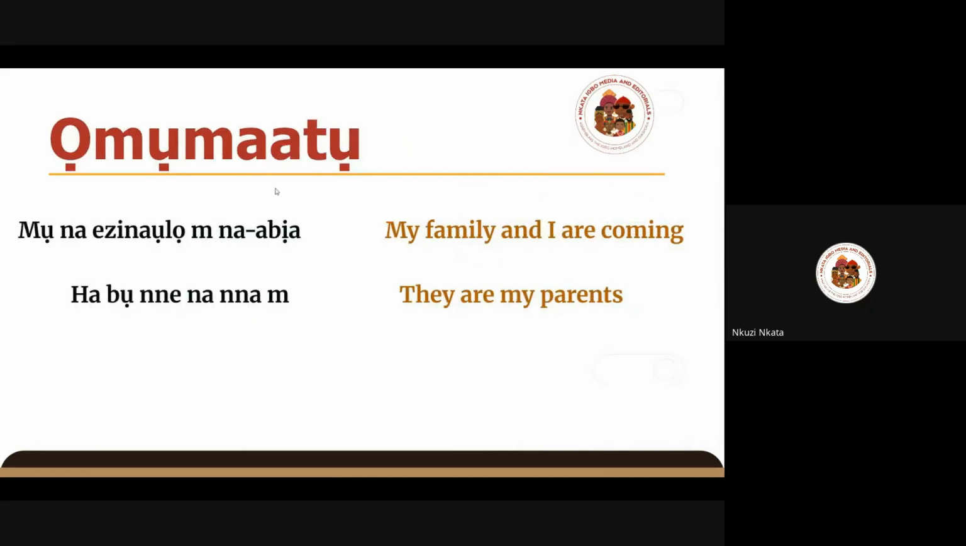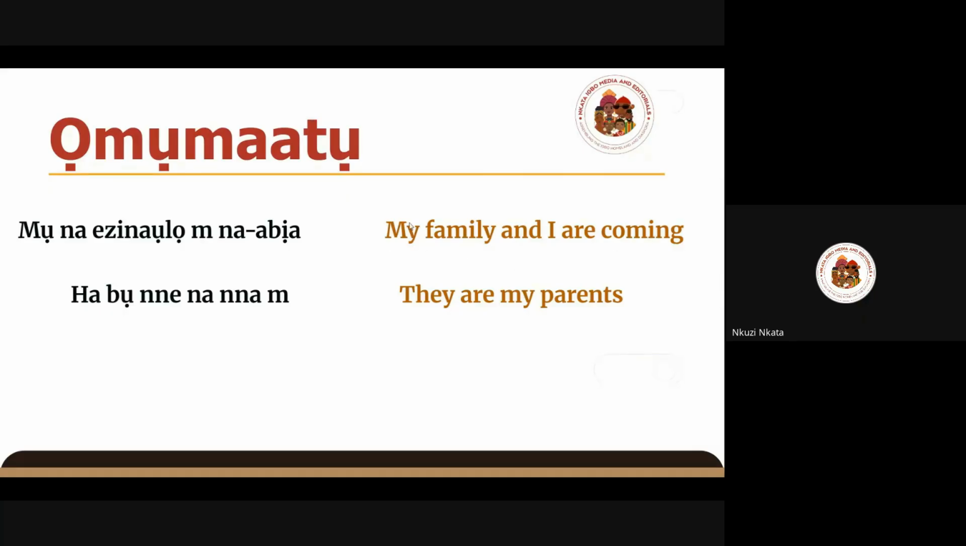So now, how can you use this in a sentence? This is omomatu. Omomatu means to give an example. For example, Mona ezinụlọ na-abịa. My family and I are coming.